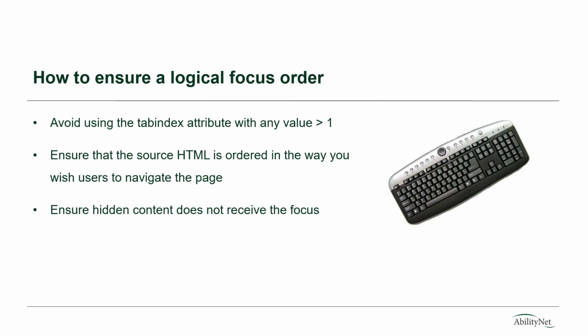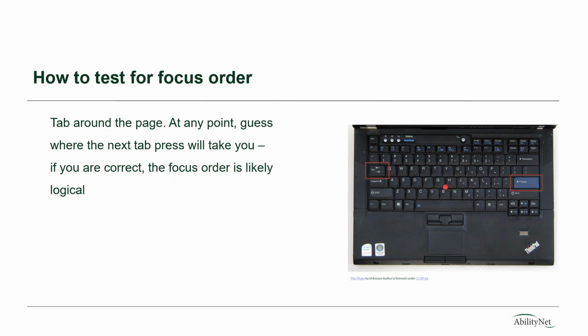It's also a good point to make sure that hidden content does not receive the focus. This can create problems for sighted users if they tab and they realize that the focus has disappeared because it's on a hidden component. It can be very confusing. So how can you test for a logical focus order? Simply use the tab key to tab around the page. At any point, guess where the next tab press will take you. If you are correct, the focus order is likely logical.